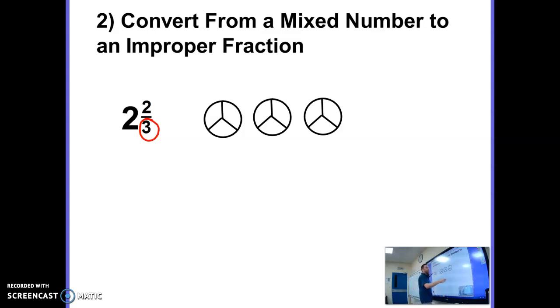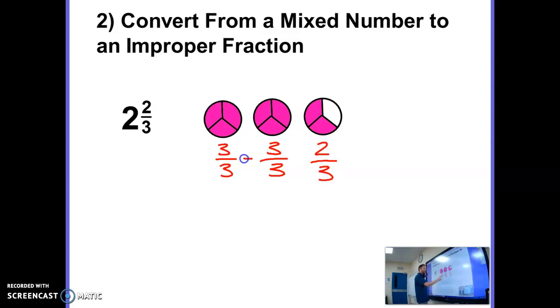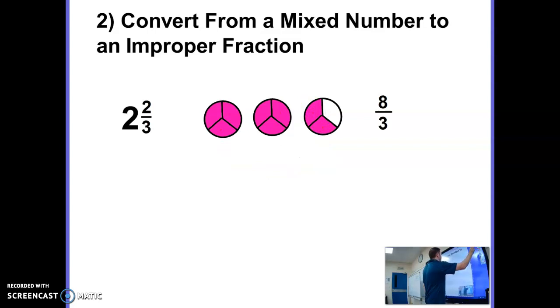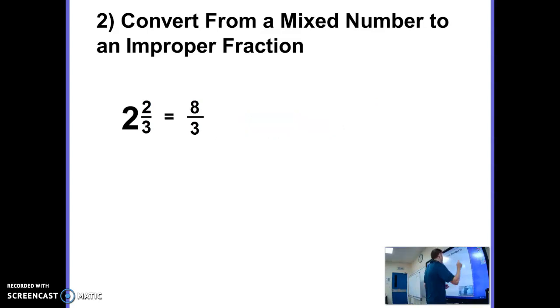So let's think of the two whole ones as thirds. Well, the two whole ones, that's going to be 3/3. The other whole one is going to be 3/3. And then we've got our 2/3. And if I count the number of thirds I've got, 1, 2, 3, 4, 5, 6, 7, 8, I have 8 thirds, 8 over 3. Okay? So 2 and 2/3 is 8 over 3, 8 thirds.